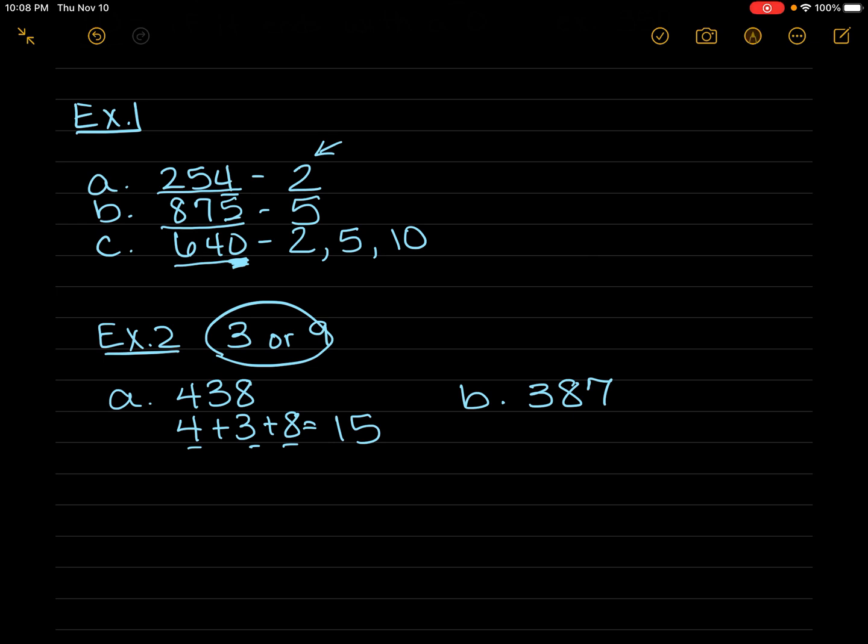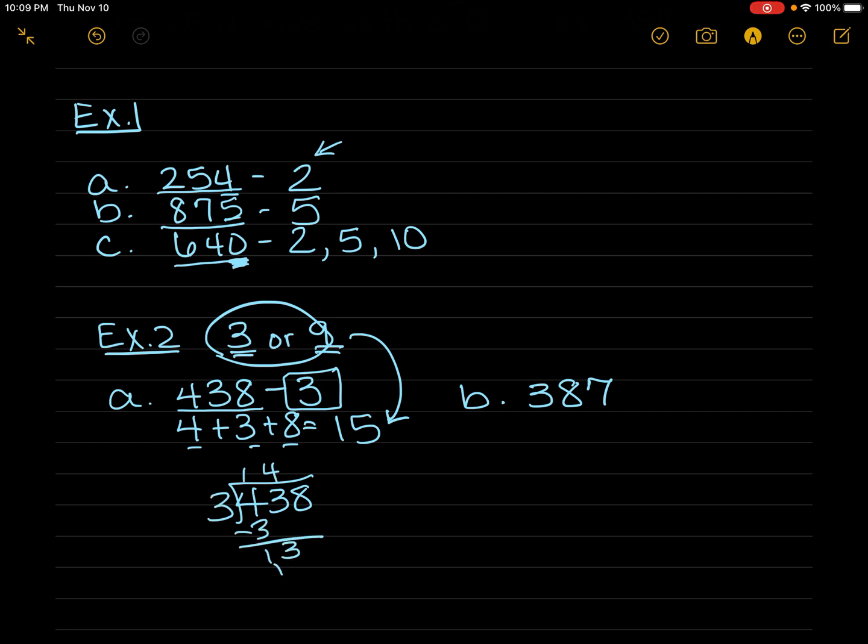So can 15 be divided by 3? Yes, that means this is divisible by 3. Can it be divided by 9? Can 15 be divided by 9? No. So the only one that it's divisible by is 3. So 438 is divisible by 3. If I went over here and did division by 3, I would not get a remainder. I would have no remainder left. So you don't want to have to do all this work. See, that's a lot of work to do to see if something's divisible by 3.